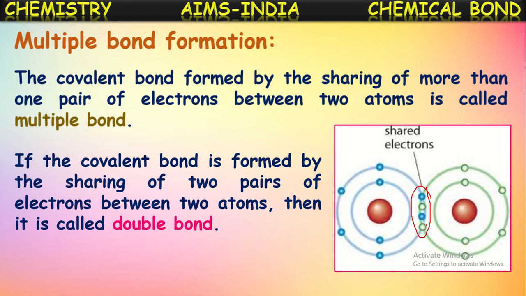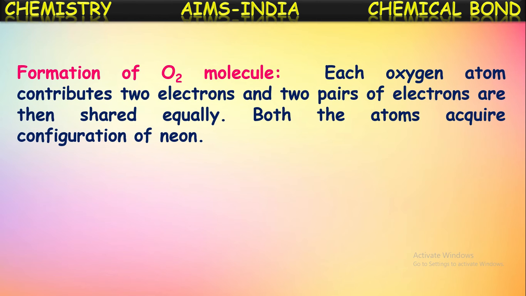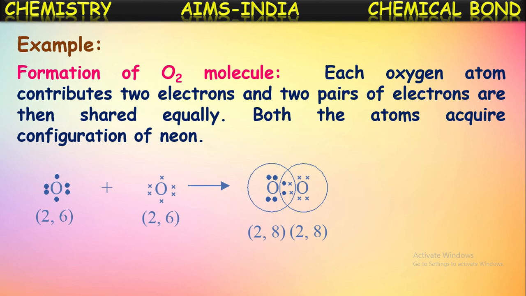The covalent bond formed by sharing of more than one pair of electrons between two atoms is called a multiple bond. If two atoms share two pairs of electrons between them, then the bond formed is called a double bond, a double covalent bond. Let us see an example: formation of oxygen molecule. Each oxygen atom contributes two electrons and two pairs of electrons are then shared equally. If you see here this.